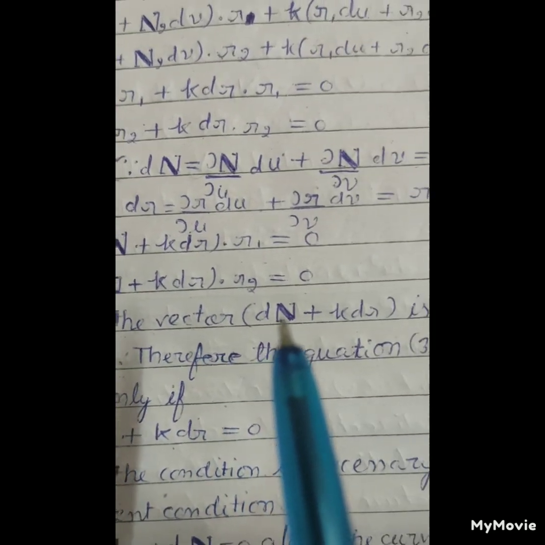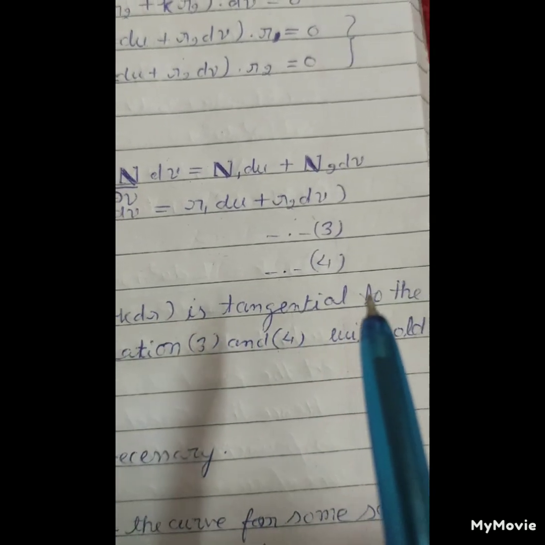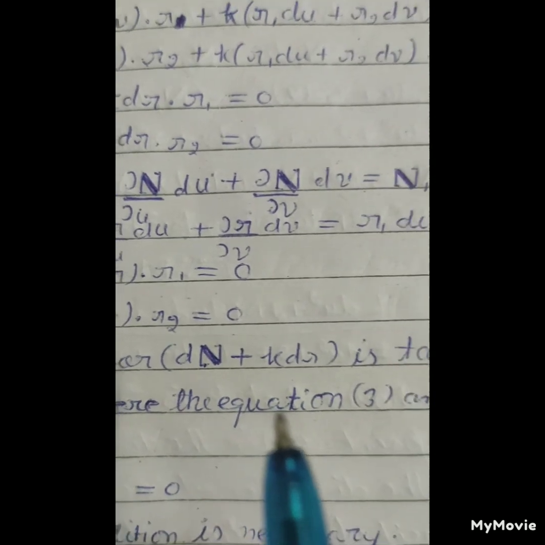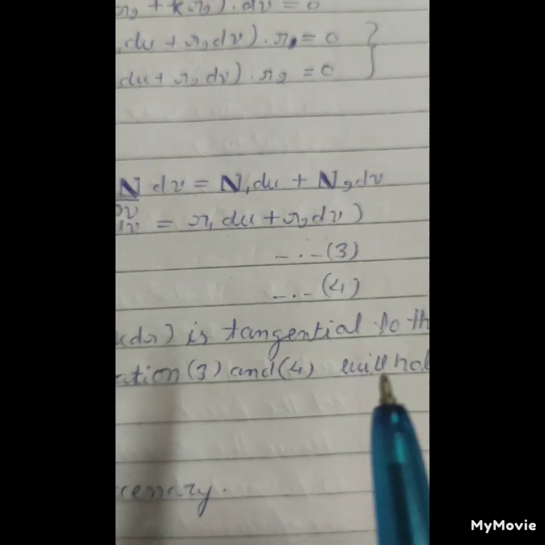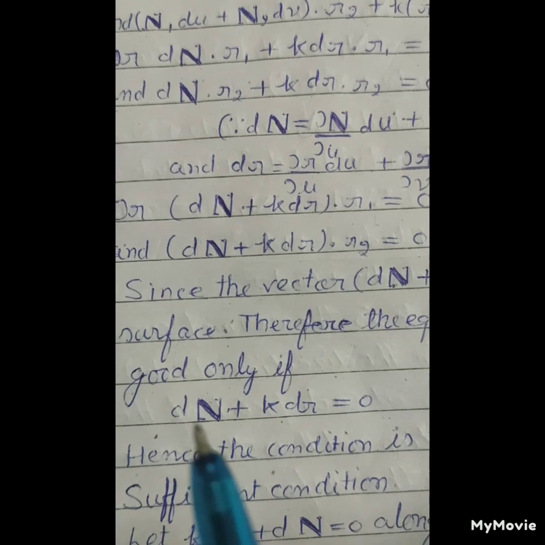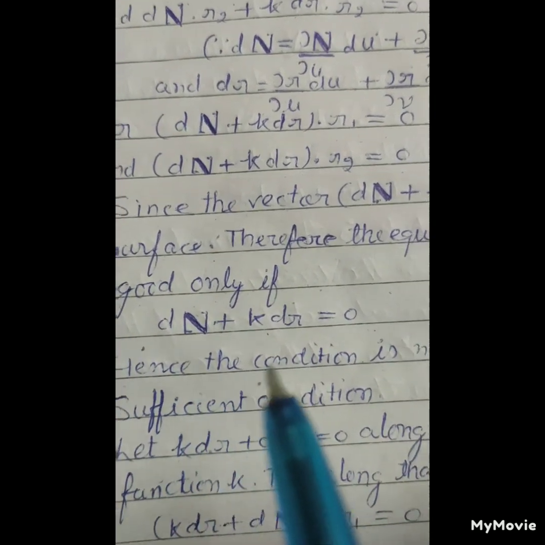Since the vector dn plus K dr is tangential to the surface, equations 3 and 4 will hold good only if dn plus K dr equals 0. Hence the condition is necessary.